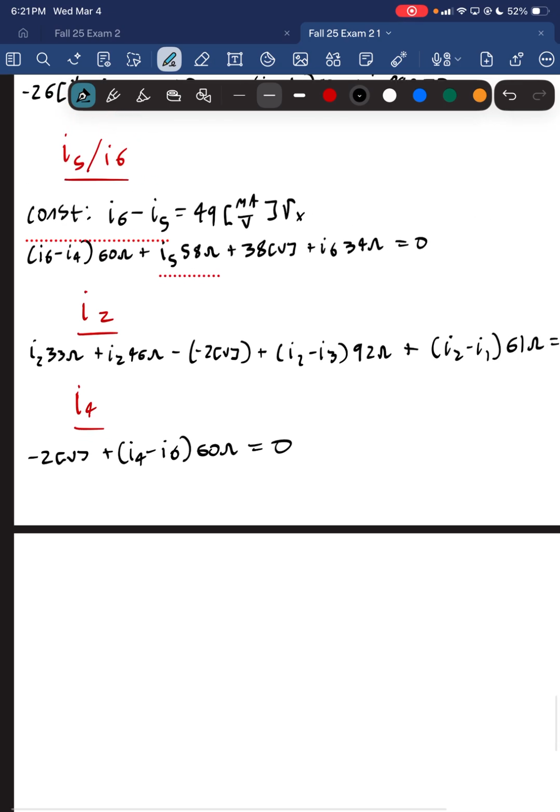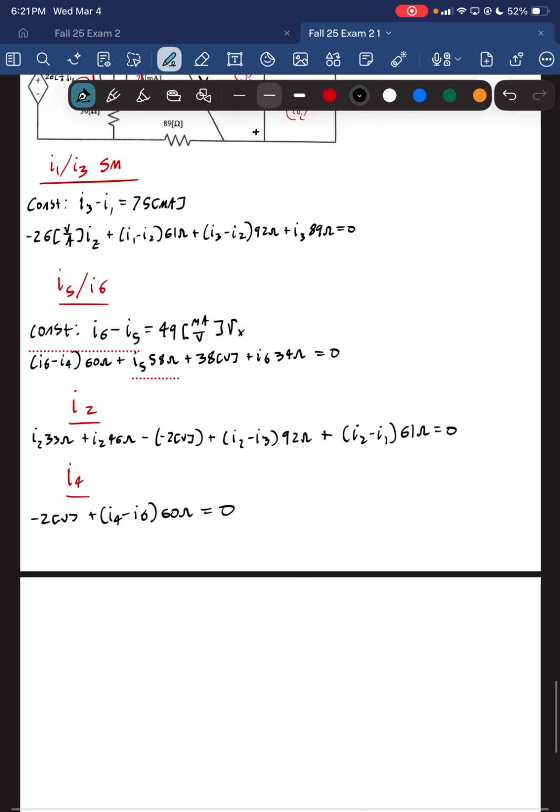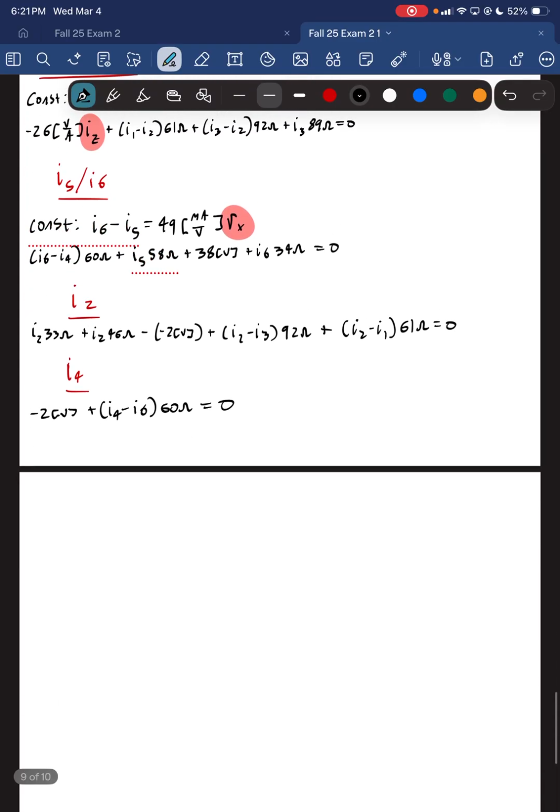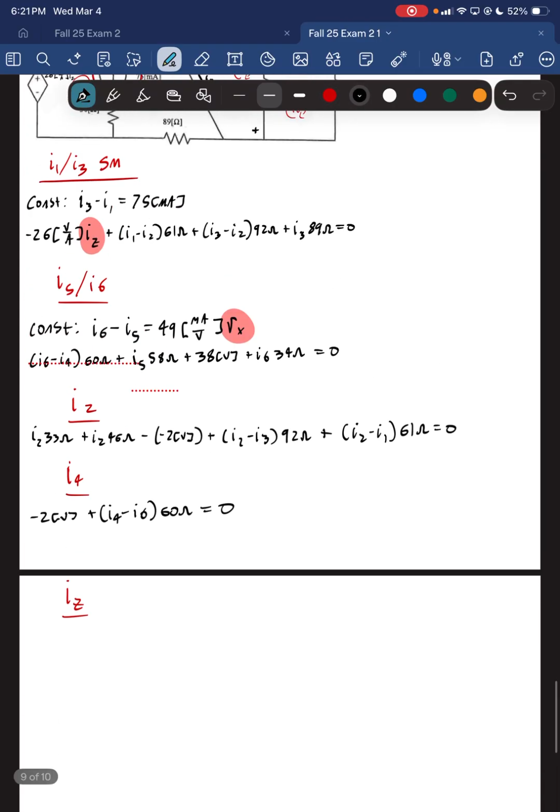That's I4. Now we're going to look for how many dependent variables we're working with. So we have one at IZ, and we have one for Vx. Let's start with IZ first, because that's going to be a super equation to build.